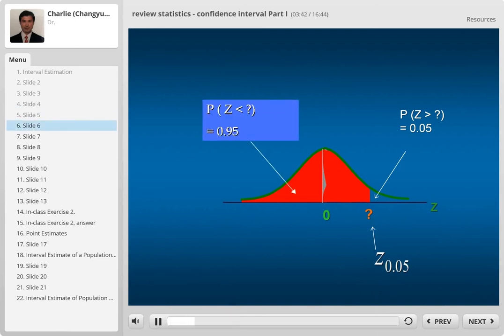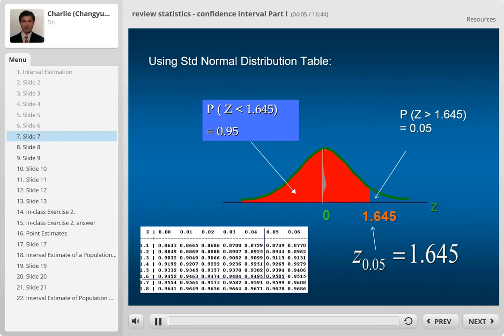Here's how we solve that. Now, if we know probability z bigger than certain value equals to 0.05, then we know the probability of z smaller than this value will equal to 0.95. Okay. Then next we find 0.95 in the body of the standard normal distribution table. So body of the table.